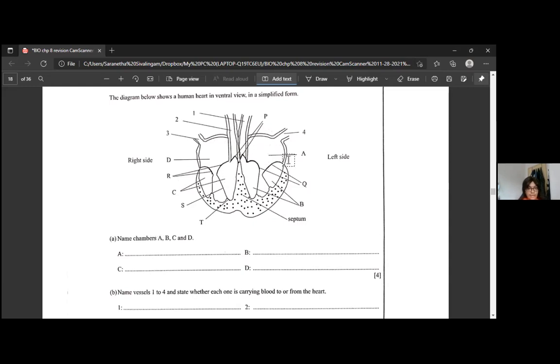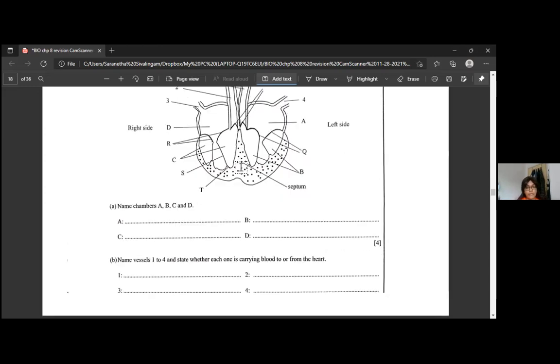A is here. Okay. You got it, left atrium. For B, right atrium, Shannon got it. D, left ventricle, Shumin. And C, right ventricle, Shannon got it.